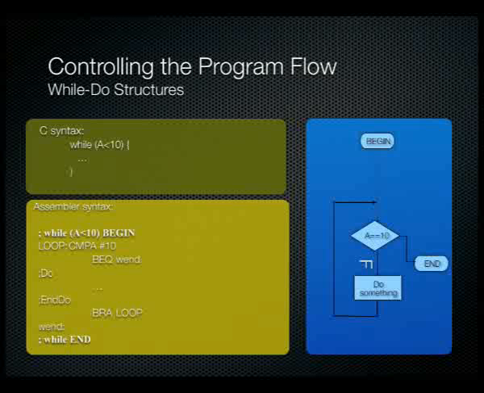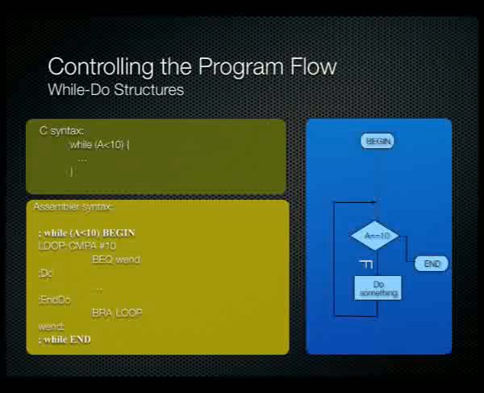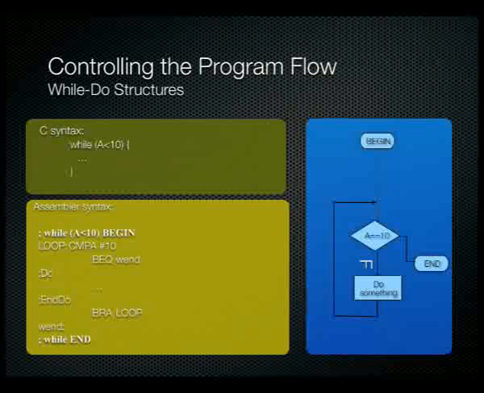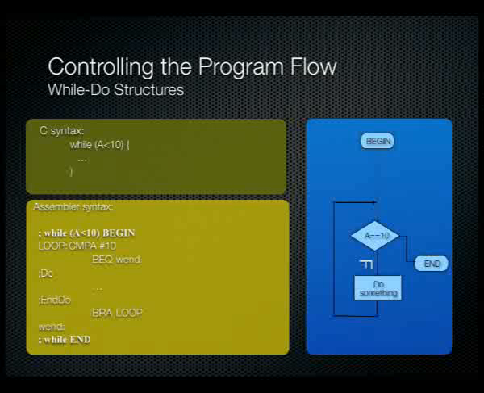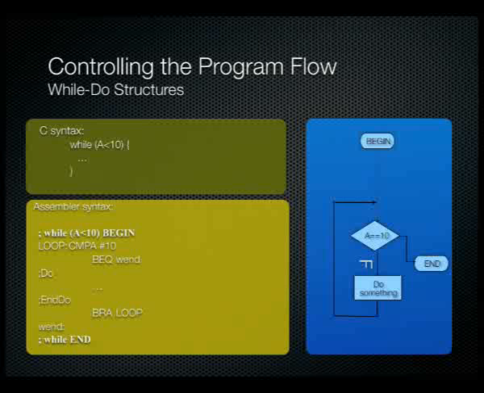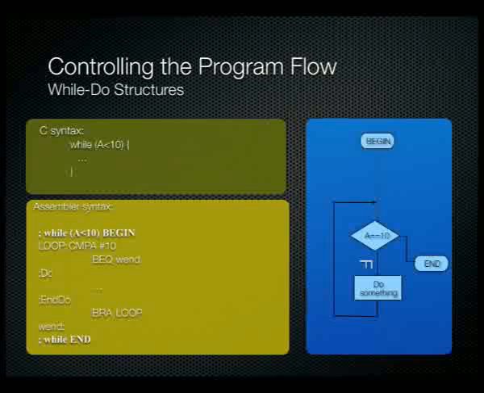Okay, I've shown on the right there a flowchart of a while structure. So simply with the while structure, we're doing our check first. So we check if A is equal to 10. If it is equal to 10, then we end. If it's not equal to 10, so it's false, we simply do something. So we keep doing that. And then the second that A is equal to 10, okay, we simply end, because obviously if A is less than 10, we keep doing it.